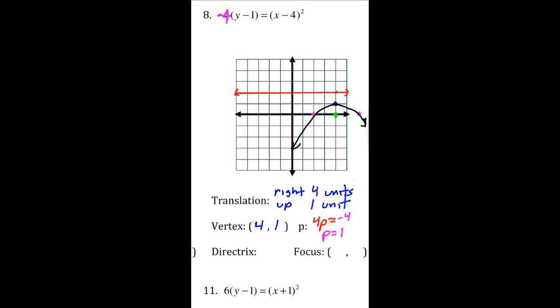There we go. So the directrix is above, so that's plus. From here, we're going to have to add 1, right? That's just 2. And the focus will be below, so 1 minus p, 1 minus 1, 0. And always the same x value, 4.